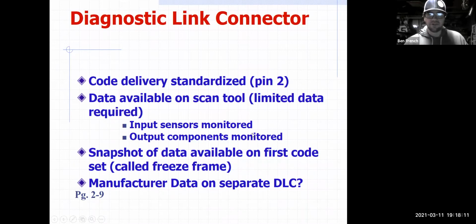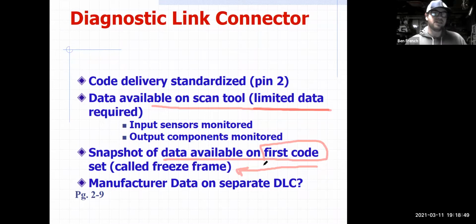So all of a sudden with OBD2, we had much more standardization in the way codes were delivered, right? And we had data available on our scan tool. Now, this data that's required is limited, but there could be all kinds of extra data that the car could give us. But we had some big things here that we never had before. One of those is the freeze frame. But I do want to say that the freeze frame, notice it says data available on first code set.